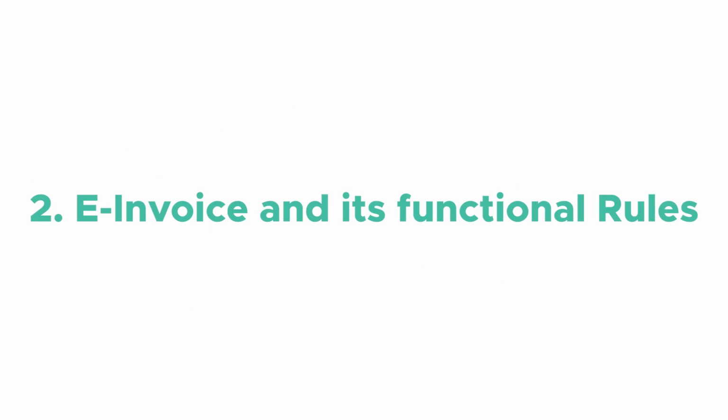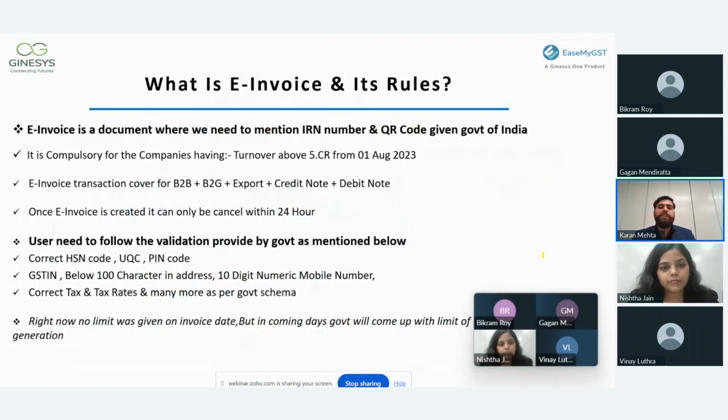Let me start with what e-invoice is and its rules. An e-invoice is a document where we need to mention the IRN number and QR code given by the Government of India. It's compulsory for companies having a turnover of 5 crore from 1 August 2023. The transactions covered are B2B, meaning business to business, business to government, exports, and credit and debit notes.